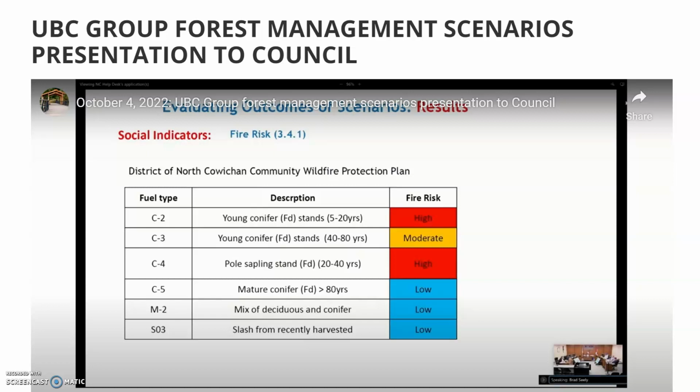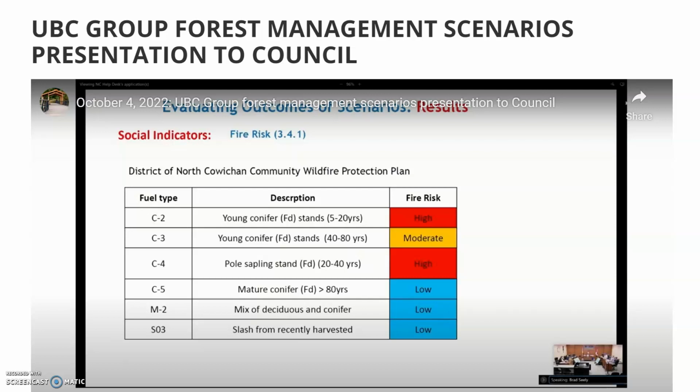These different fuel types are identified because they have different fire risk, and really they're talking about these risks with respect to crown fires establishing that can be spread and be quite destructive. The fuel types include the one called the C2 type, which would be young conifer stands, mostly Douglas fir, between 5 and 20 years old. C3 would be definitely older stands, conifer stands between 40 and 80 years old. These have a moderate risk, so the C2 type had a higher risk.